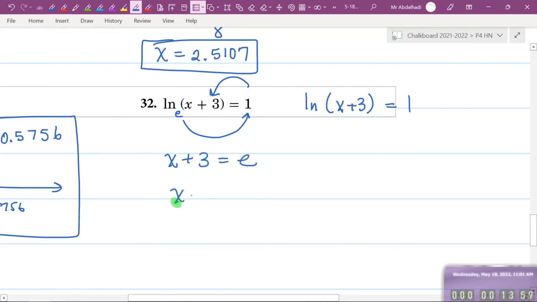We subtract 3 from both sides, x equals e minus 3, and we're done. All done. Okay? Now, if we check that answer, e minus 3 plugged in here, e minus 3 plus 3 is e, and log of e is fine. So it works out domain-wise.